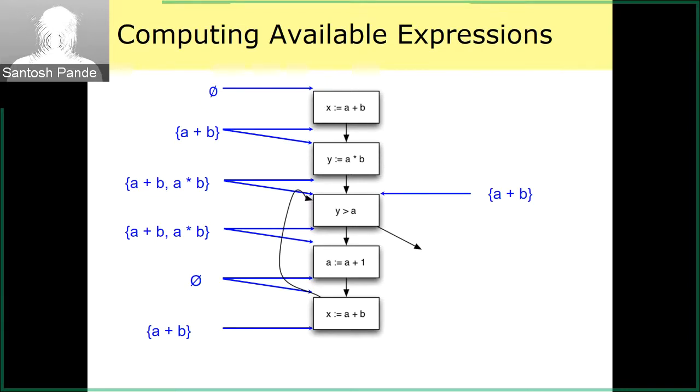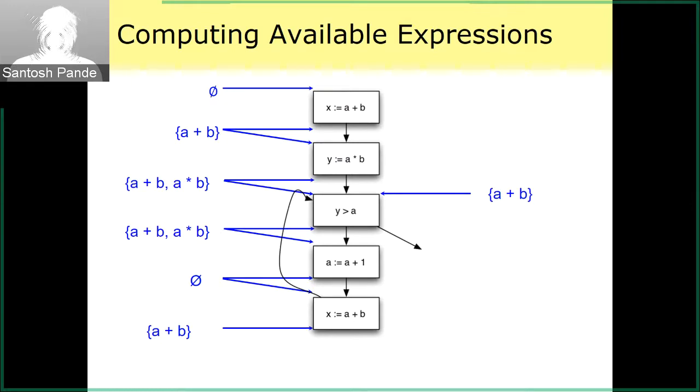Okay, so again, the expression has to be evaluated on all paths, and after the evaluation, there should not be any redefinition of its operands. So if you apply that, A star B doesn't satisfy that, and therefore is not available at the entrance of the Y greater than A path, although it is available on the forward edge, which is that particular edge. But of course, we are going to compute all these values in all the data flow problems that we are looking at, except very, very few ones.